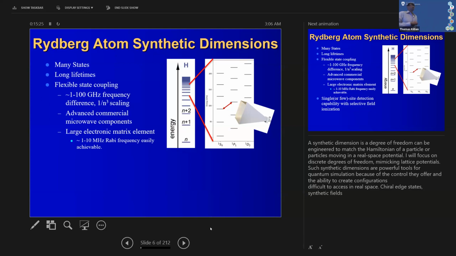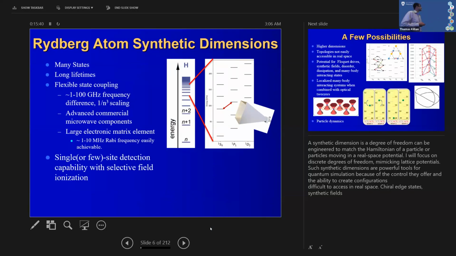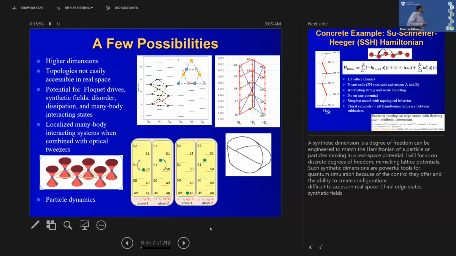And because of the large electronic matrix elements between Rydberg levels, it's easy to get Rabi frequencies and tunnelings on the order of 1 to 10 megahertz. And that, as I implied, is long compared to the lifetimes of the states, which can be many tens of microseconds. Another thing which I'll spend a bit of time talking about today is you can detect where your Rydberg atom is in the synthetic dimension with selective field ionization, and that can have essentially single site resolution within the synthetic dimension.